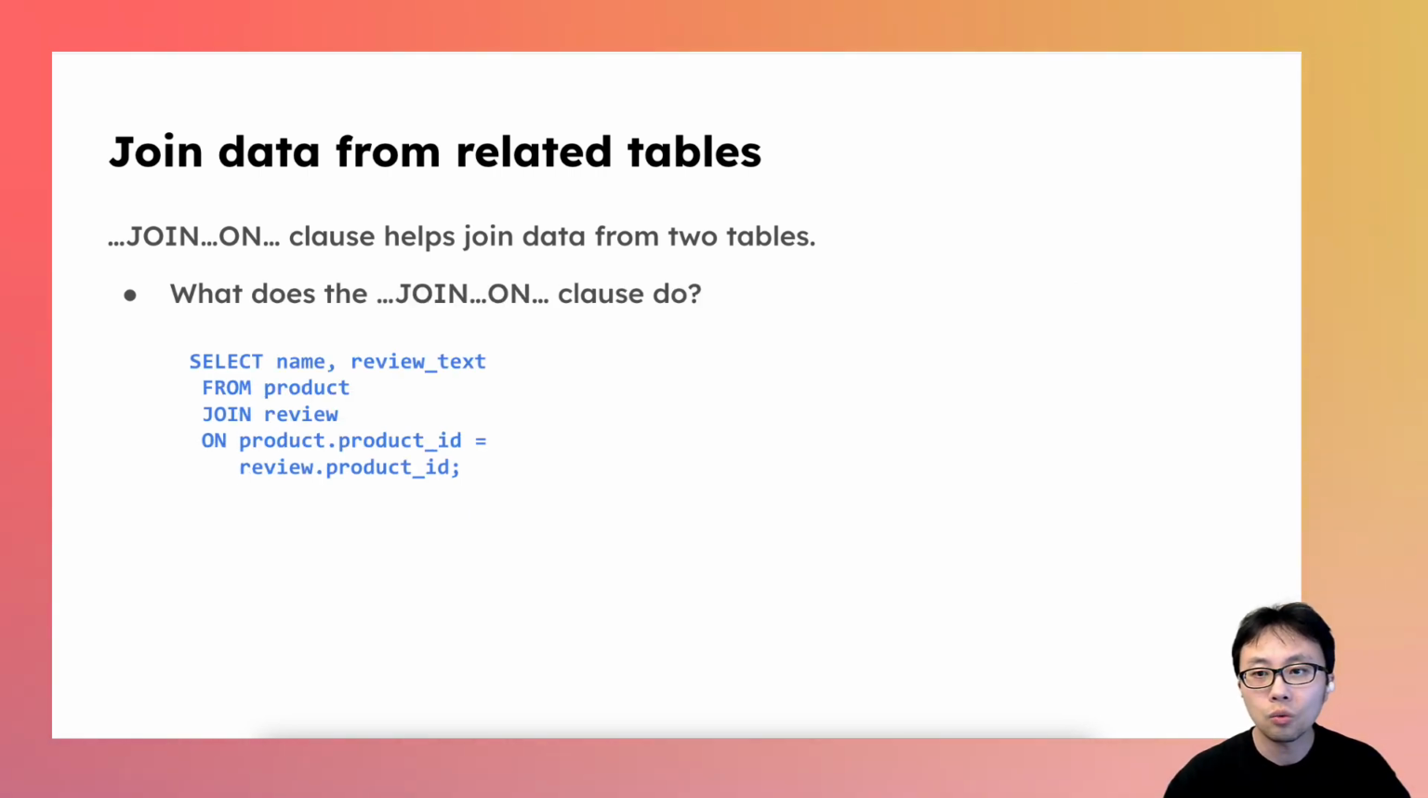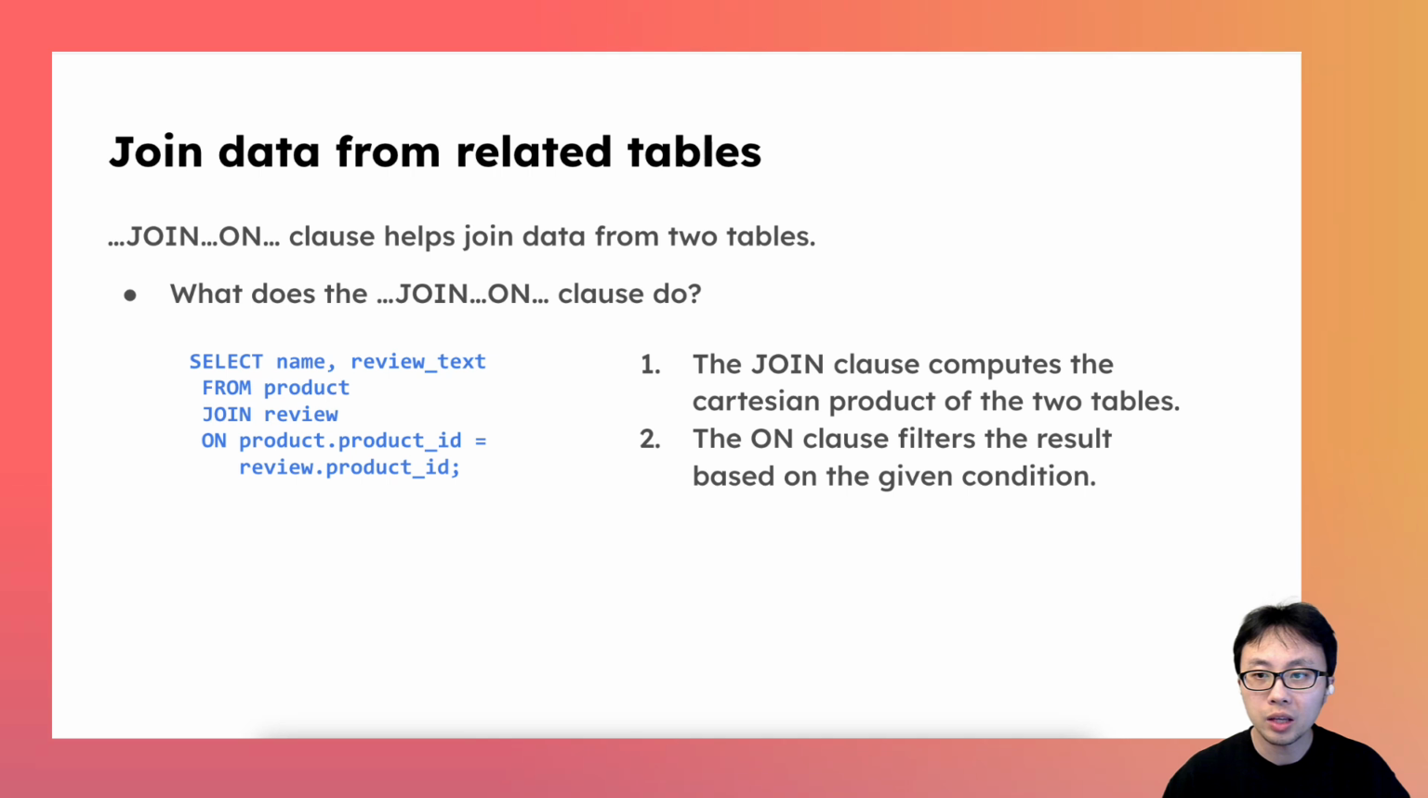Next, what does the JOIN ON clause do exactly? The answer to this question has two parts. First, the JOIN clause computes the Cartesian product of the two tables. Second, the ON clause filters the result based on the given condition.